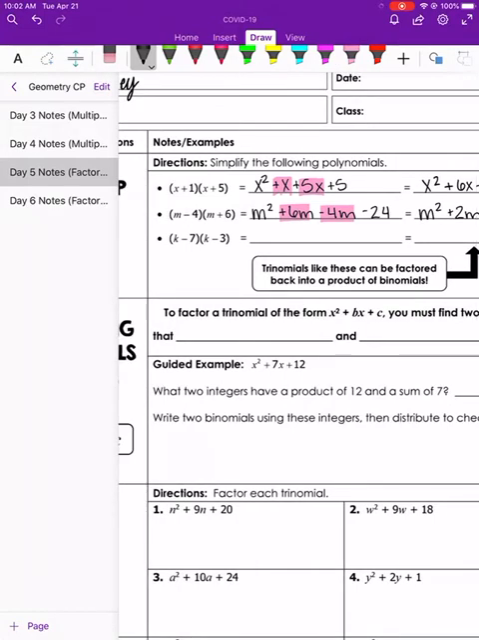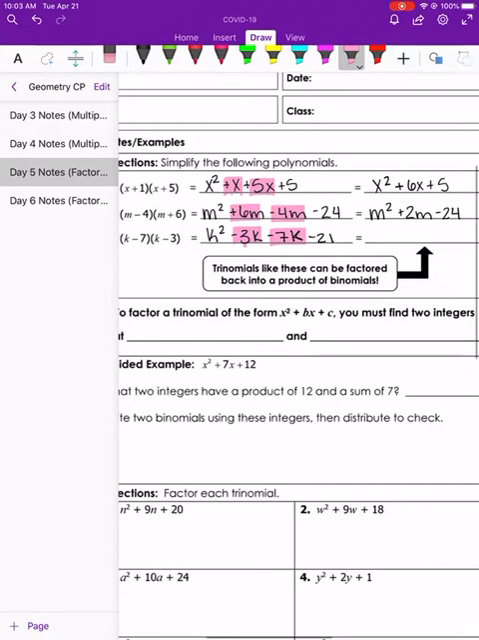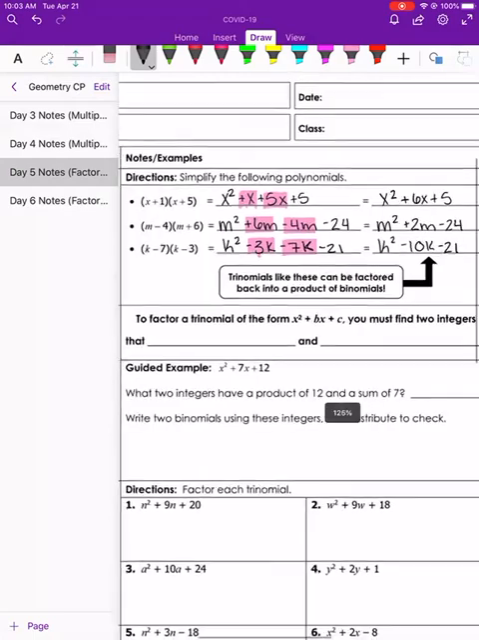For the third one, this will give us k squared minus 3k minus 7k minus 21. Again, you do have 2 like terms. So negative 7k minus 3k is a negative 10k. So my final answer is k squared minus 10k minus 21. Okay, that's all review of what we did in the previous week.